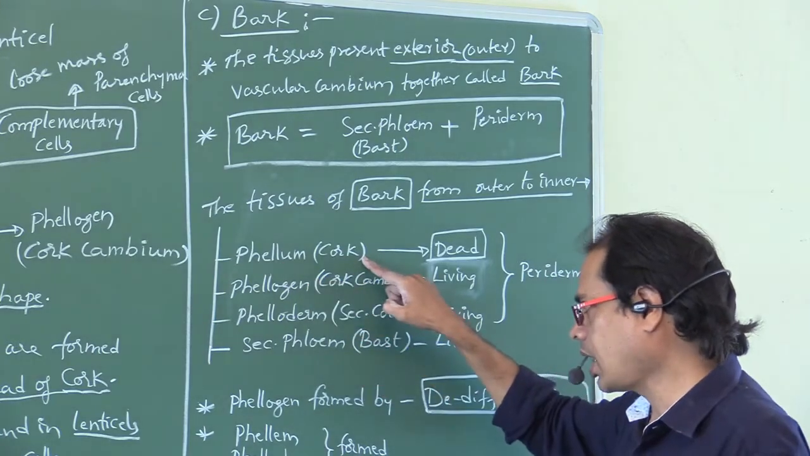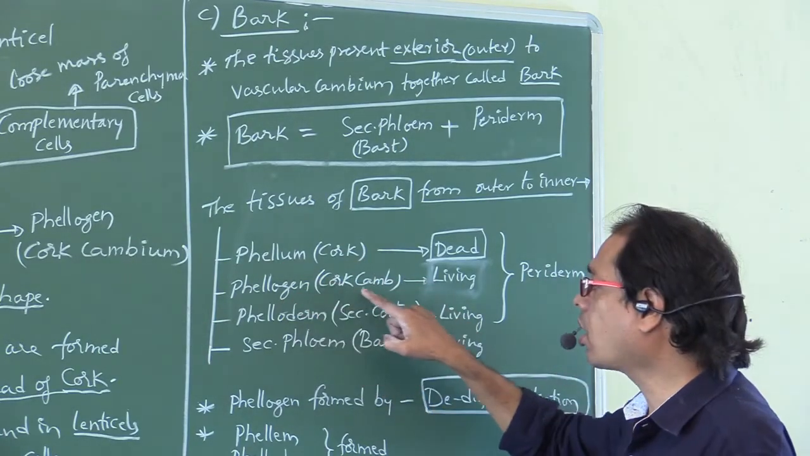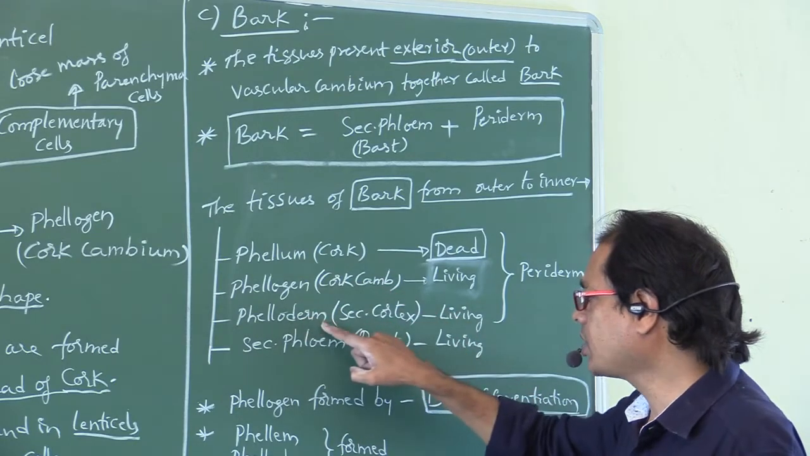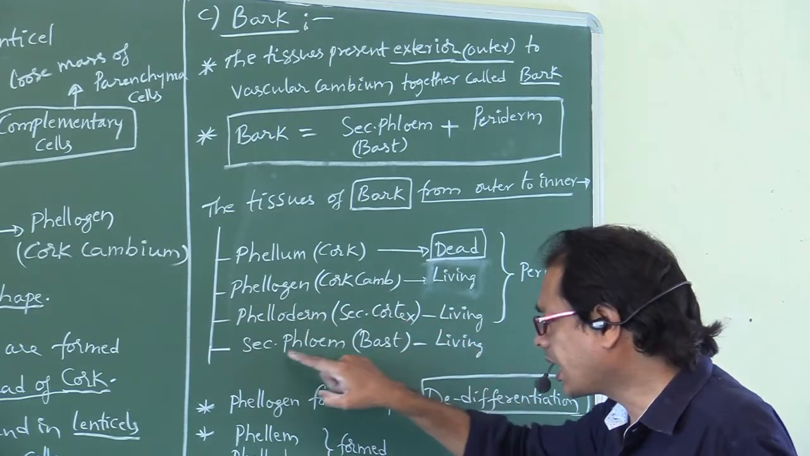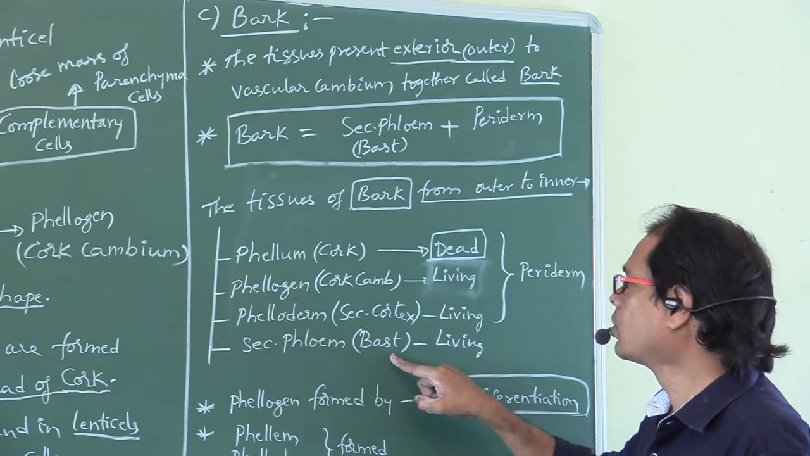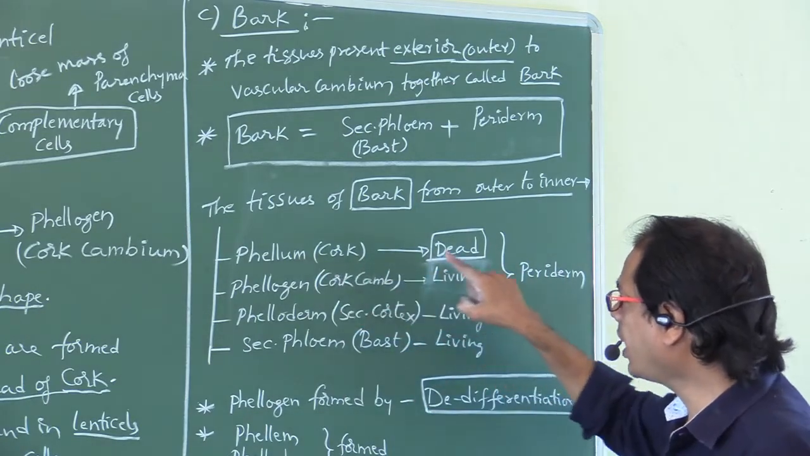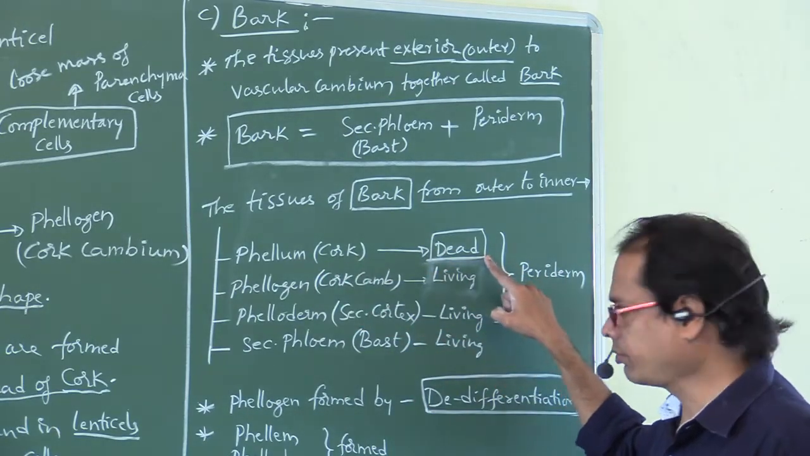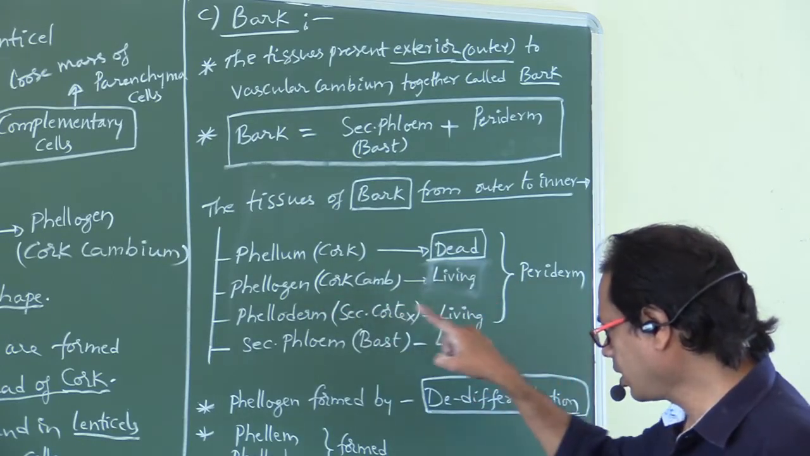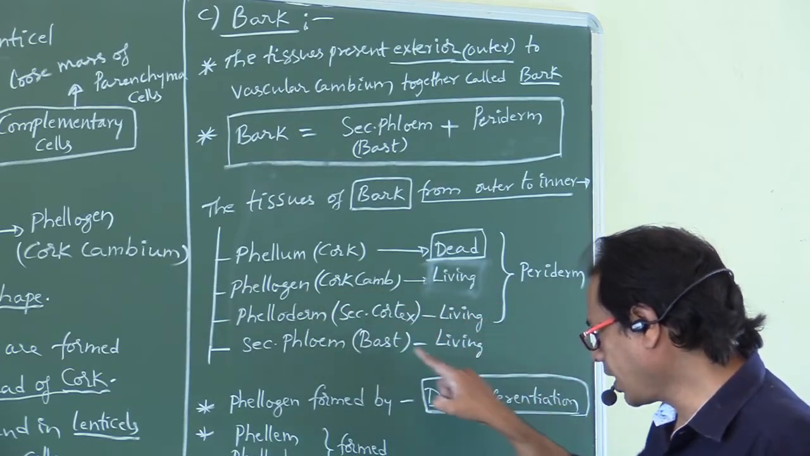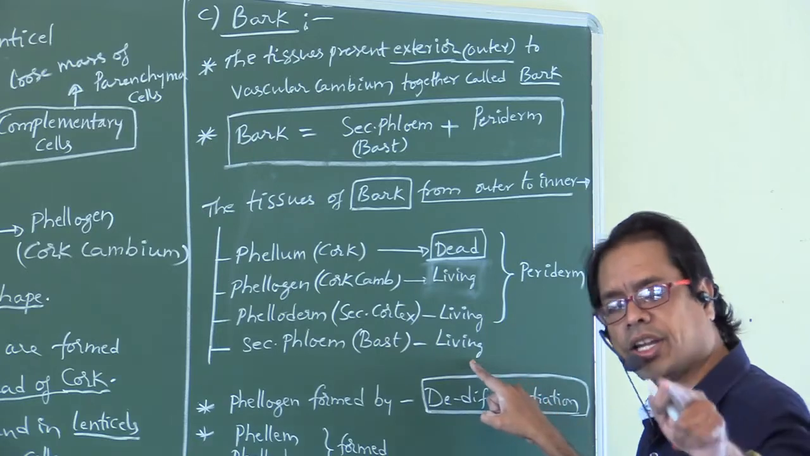Phellum is also called cork. Phellogen is also called cork cambium. Phelloderm is also called secondary cortex. Secondary phloem is also called bast. So cork is a dead tissue, whereas phellogen, phelloderm and secondary phloem, these 3, are living tissues.